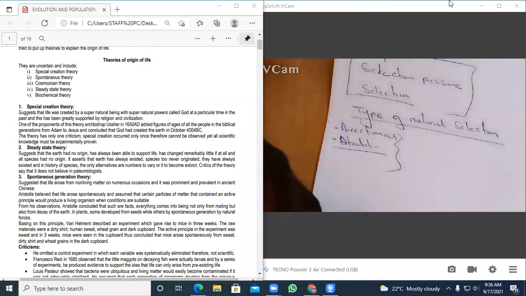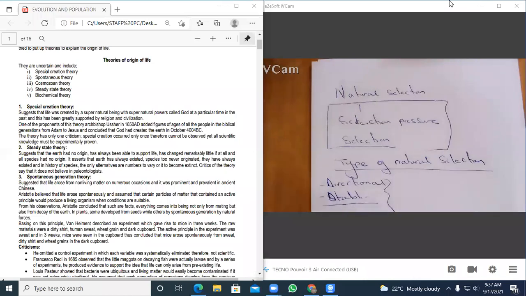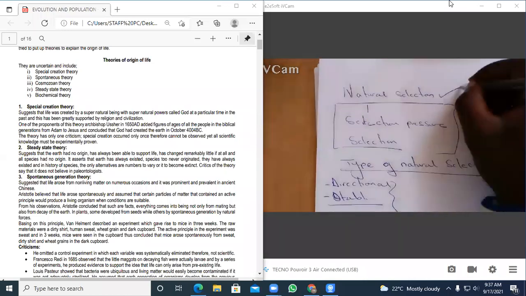We said natural selection is a mechanism of evolution whereby organisms with favorable characteristics survive and reproduce more offspring to the next generation, while those with unfavorable characteristics are selected against and the population becomes extinct. That is what we said natural selection is. Indeed, we understood what natural selection is.